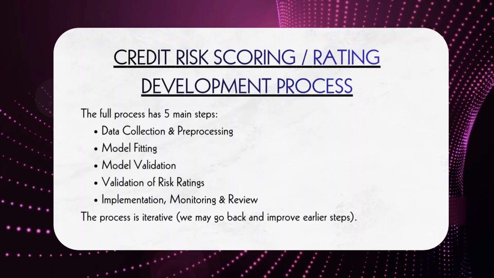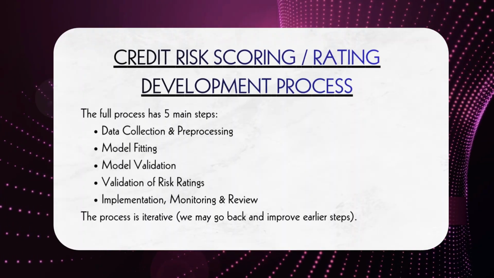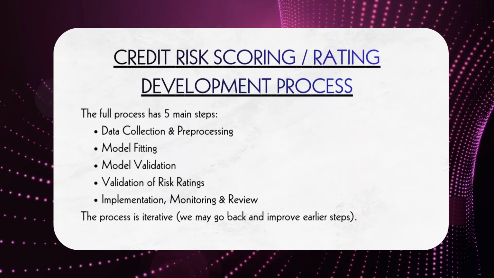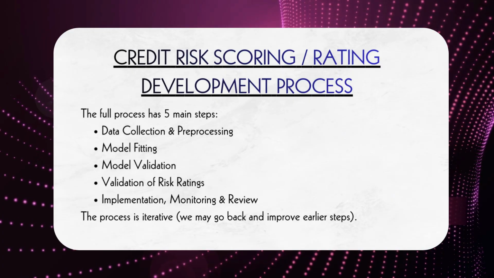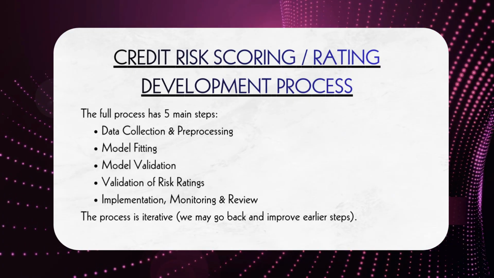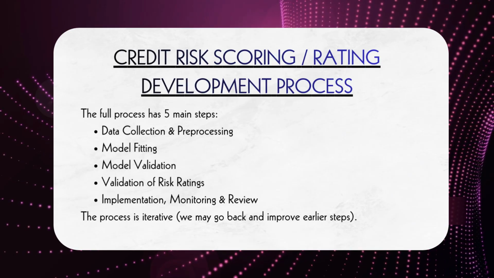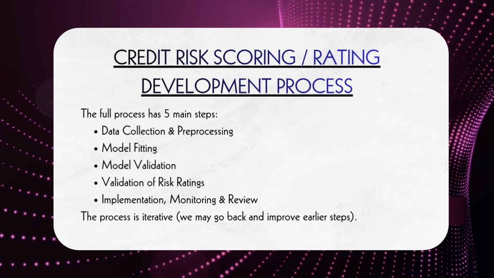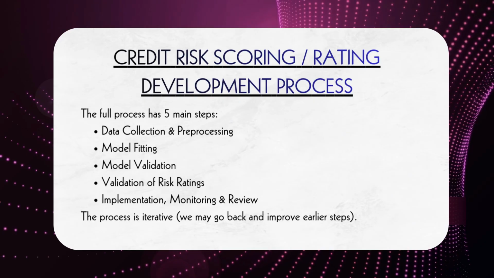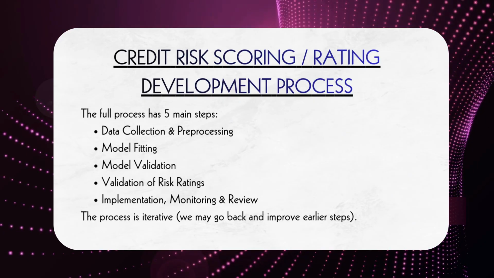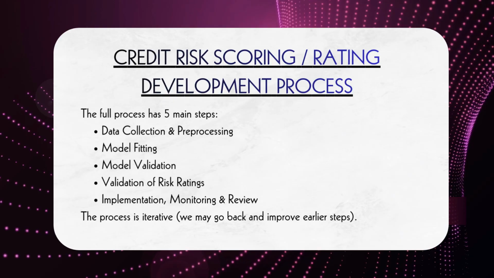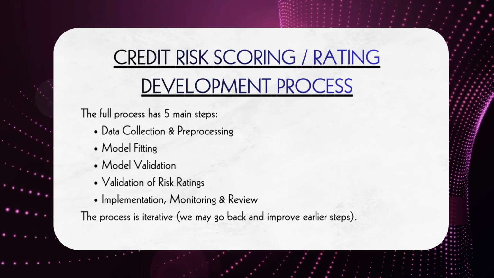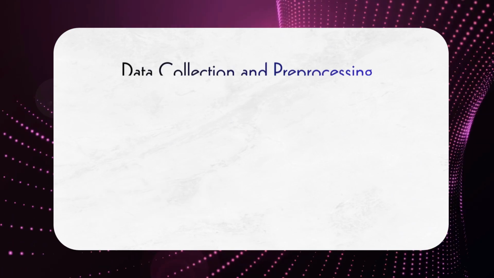In this video, we will understand the complete credit risk scoring and rating development process in very simple language. The entire process has 5 major steps: data collection and preprocessing, model fitting, model validation, definition and validation of risk ratings, and finally implementation, monitoring, and review. This process is not one time. It is iterative, meaning we may go back and improve earlier steps if needed.